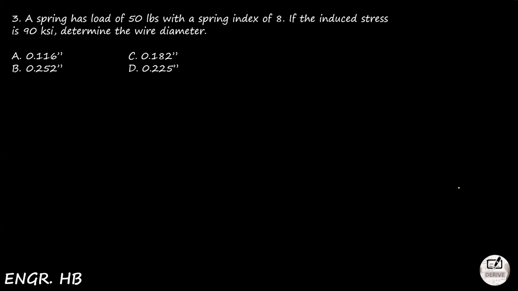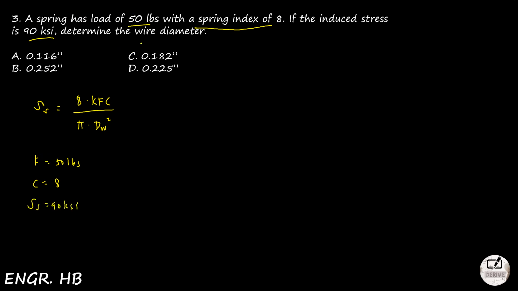Okay, so proceed tayo sa third question. A spring has a load of 50 pounds with a spring index of 8. If the induced stress is 90 KSI, determine the wire diameter. So kung merong induced stress na given, meron tayong formula kanina na total shear stress is equal to 8 KFC over pi d squared, at syempre may d squared ka sa ilalim. So, meron tayong given na load of 50 pounds. So, F is equal to 50 pounds with a spring index of 8. If the induced stress is 90 KSI, the question is looking for the wire diameter.